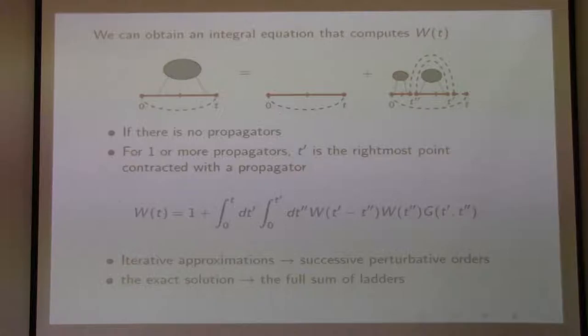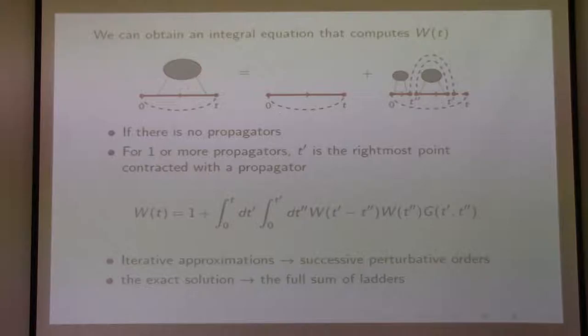That's why there are just red dashed lines to the right. The rightmost point that is contracted with a propagator should go to another point in the segment, t second, and necessarily it has to be on the left, right? Then you will have this factor of g(t prime, t second) because of this propagator, and then you have to move t prime and t second over all possible values, which gives this chain of integrals for t prime and t second.